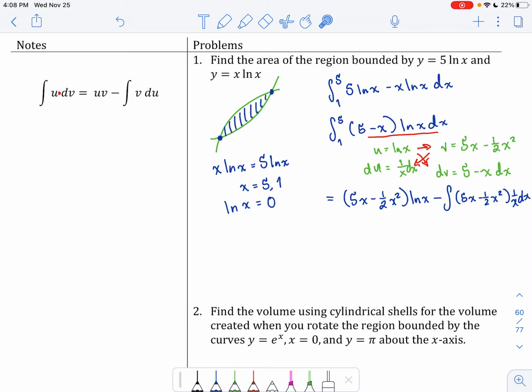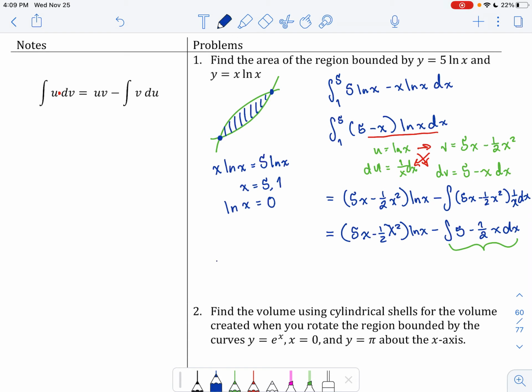And now here's the important thing. We are still going to deal with these bounds. I'm just omitting them for notation's sake right now. So then we have 5x minus 1/2 x squared times ln of x minus, and this is why I made the ln my u, because now I can just cancel out with these terms here. So then that's 5 minus 1/2 x dx, and I know I've succeeded in parts because I can definitely do that integral.